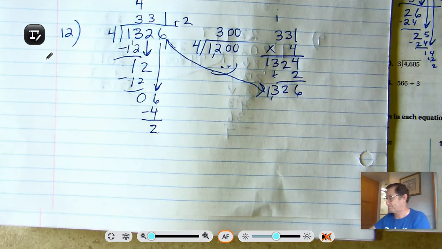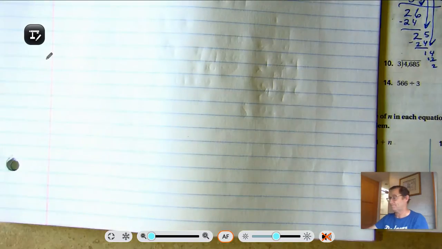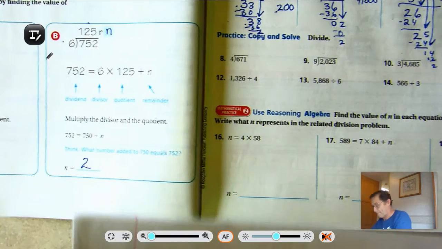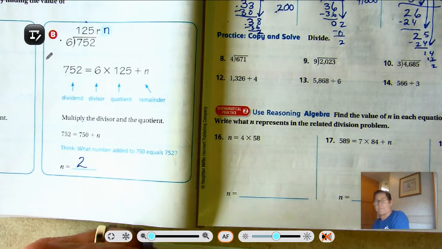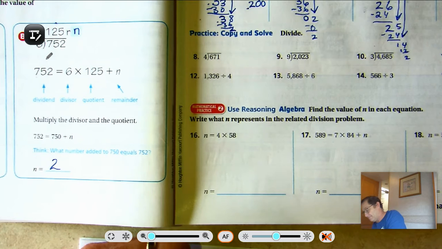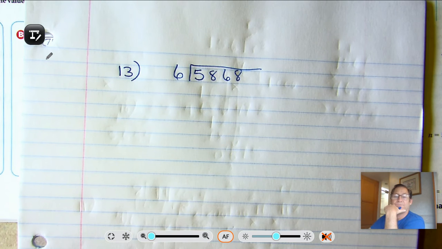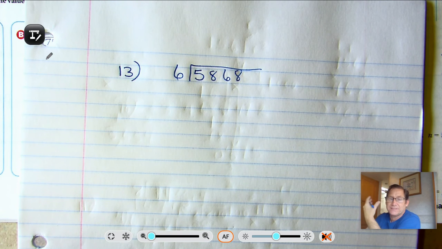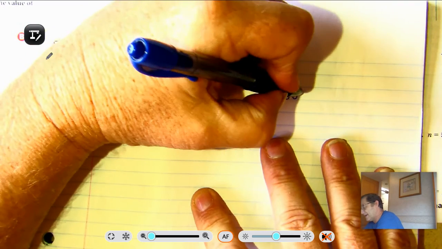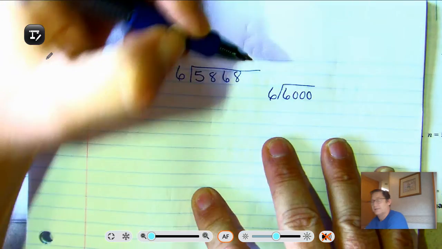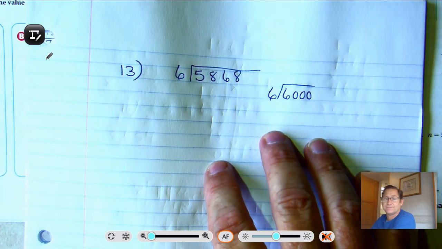All right, number 13. $5,868 divided by 6. Okay. Well, the multiples of 6 are 6, 12, 18, so on, right? Well, 6 is closest to 5, so let's change this to 6,000 for my estimate. 6,000 divided by 6 is 1,000.